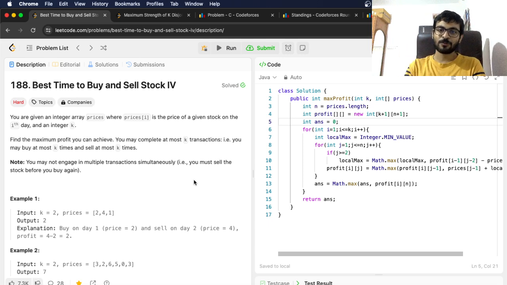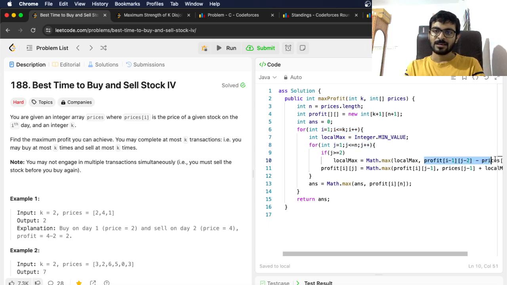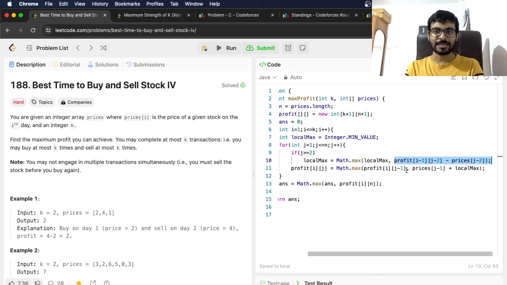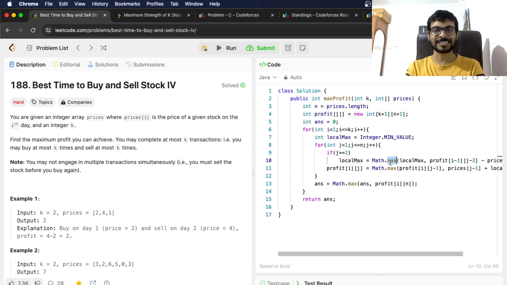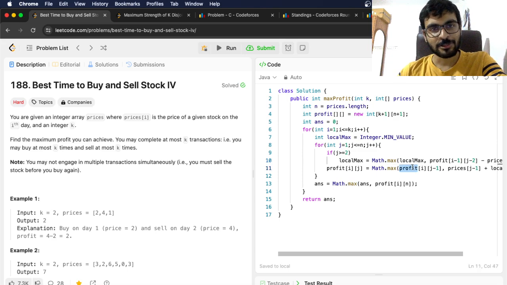What I basically did over here is, in this i loop, I started a local variable, and in the j loop, I'm including some jth item into that variable to take the maximum up to that jth item. And then I'm including in this. For this, what is needed?